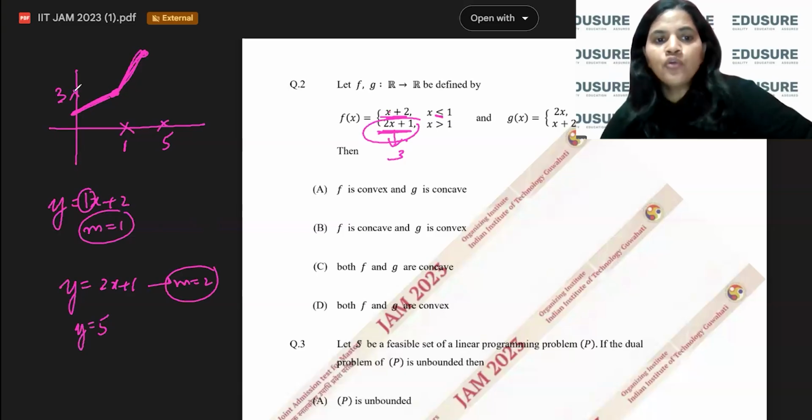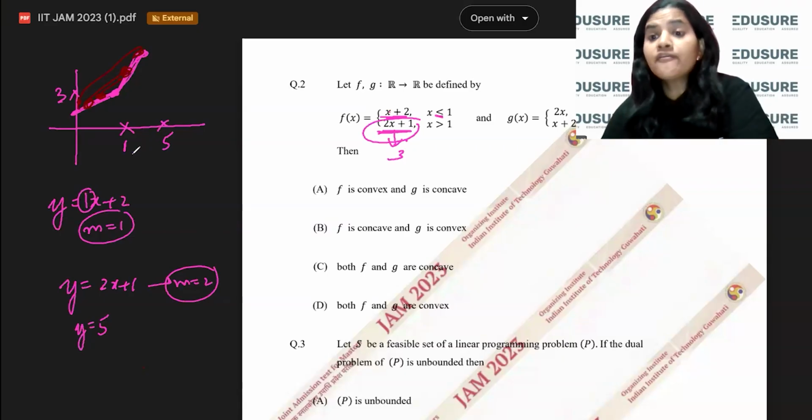Now note that if you join any 2 points on the graph, the line will always be above the graph or on the graph. You can see that it will never go below the graph. So therefore f is a convex function. We have graphically established this fact. So wherever f is concave, we have to get rid of those options.